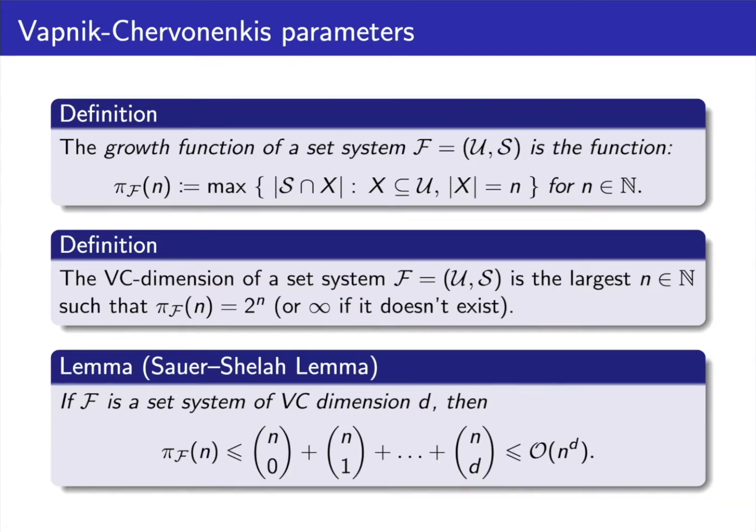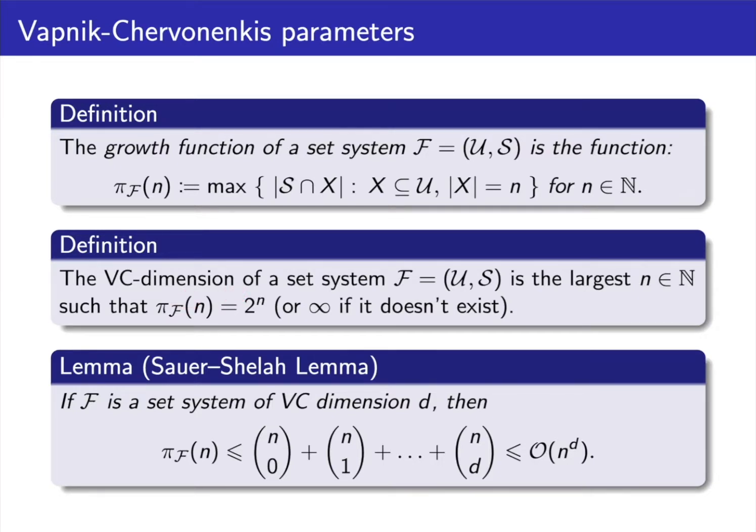And then the VC dimension, which is the core parameter of the theory, is exactly the largest natural number n for which this particular function is equal to 2 to n, right? 2 to n is a trivial upper bound, because you can never form more subsets of an n-element set. But if such a bound exists, then we say that the set family has bounded VC dimension.